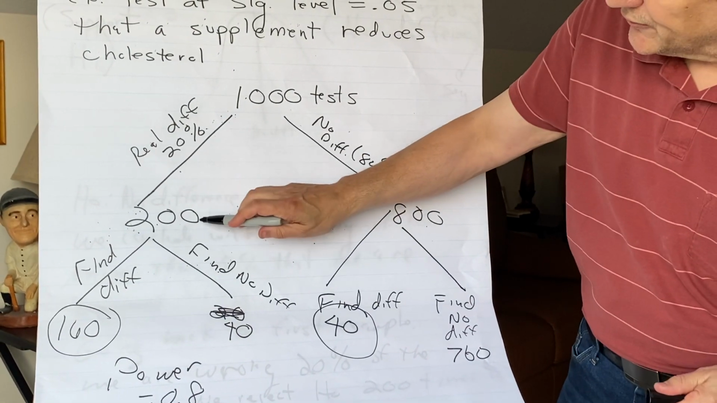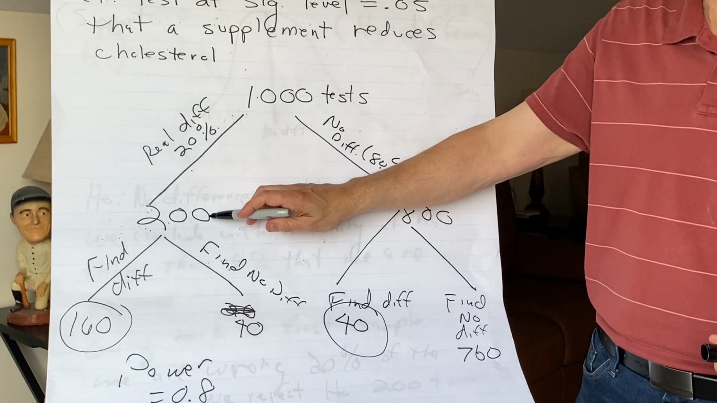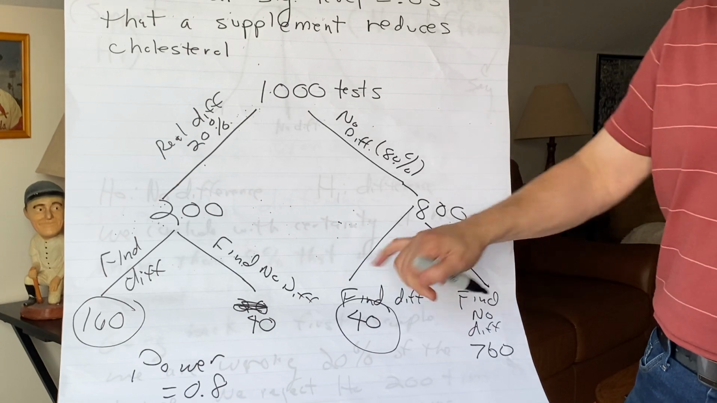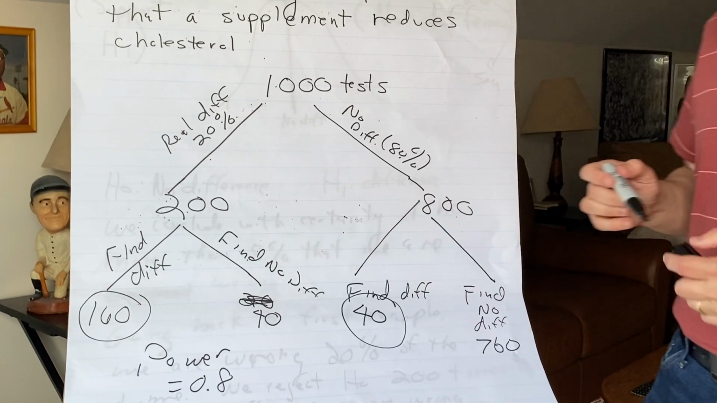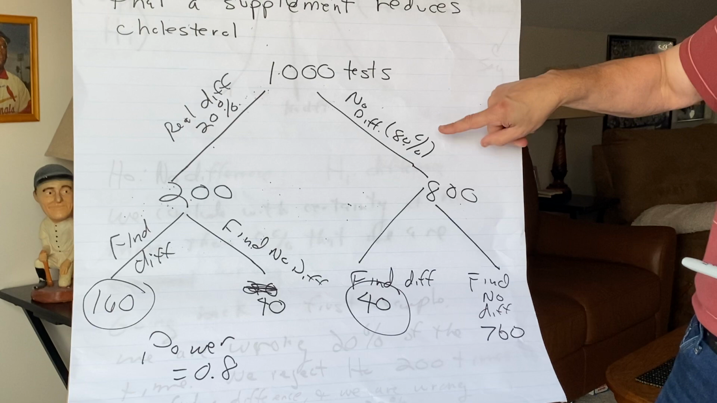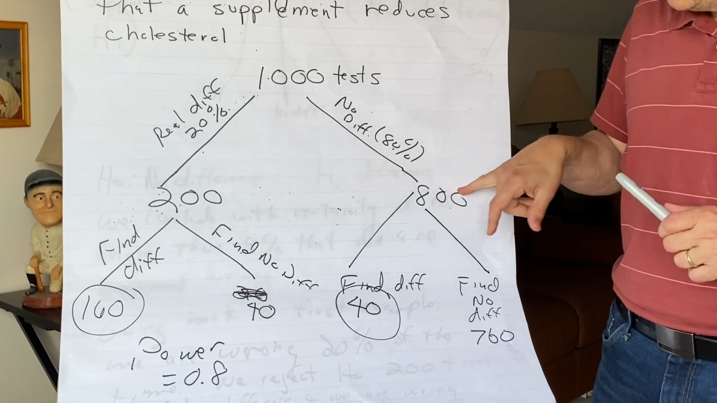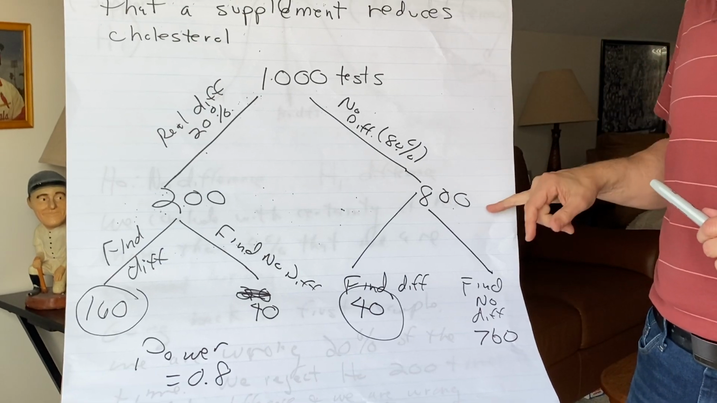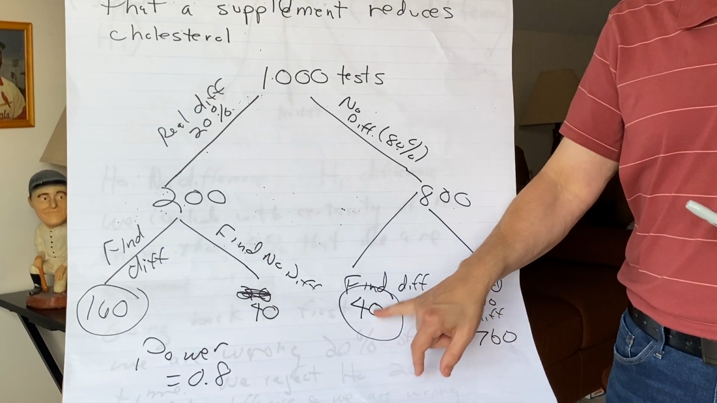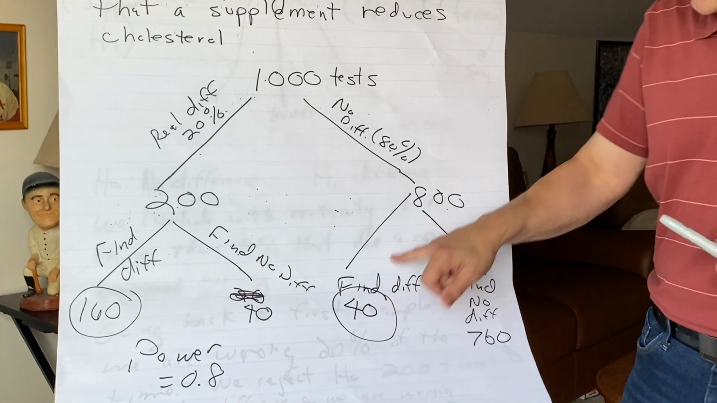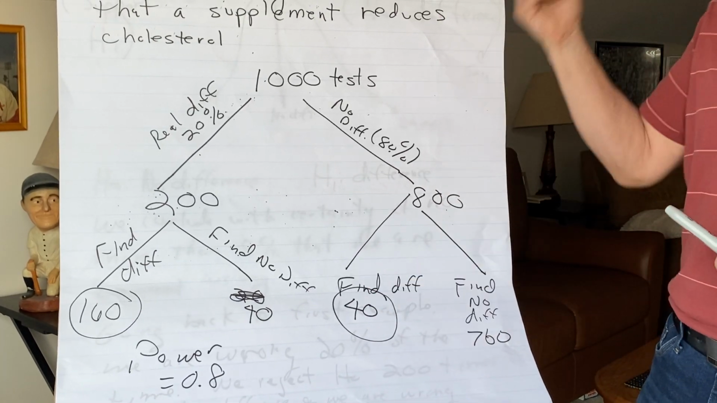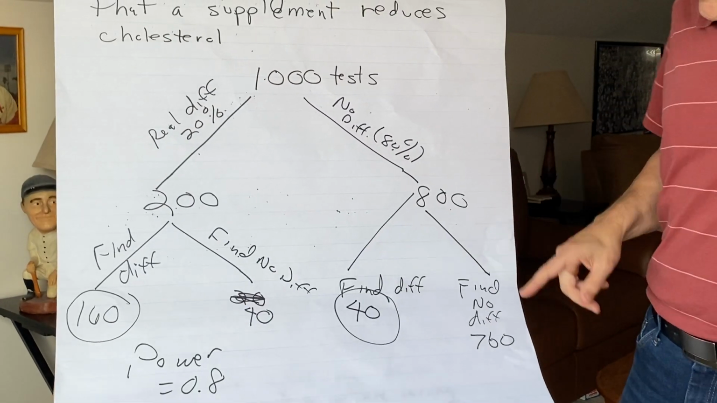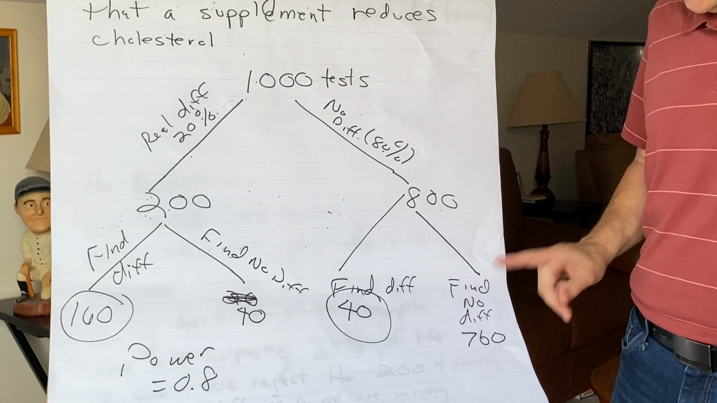So if there is a difference 200 times and we find a difference 80% of the time, we're going to find a difference 160 times of the 200 times, which means we find no difference 40 times, okay? Of the 800 times there is no difference, with a significance level of 0.05, we are going to find a difference 40 times just by chance, 5% of 800, okay? Just by chance. This is basically kind of this extreme example situation. And we're going to find no difference 760 times.